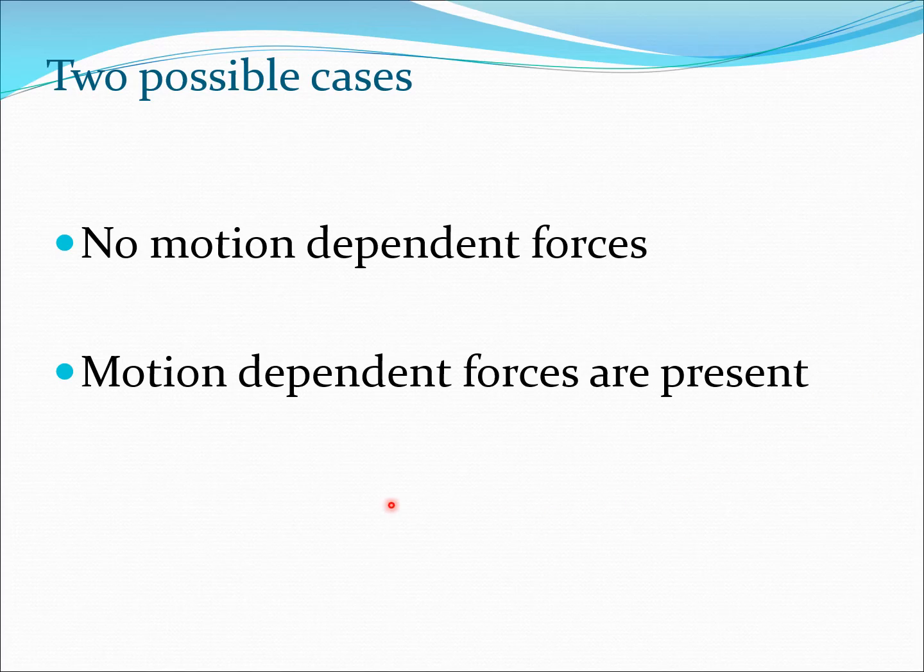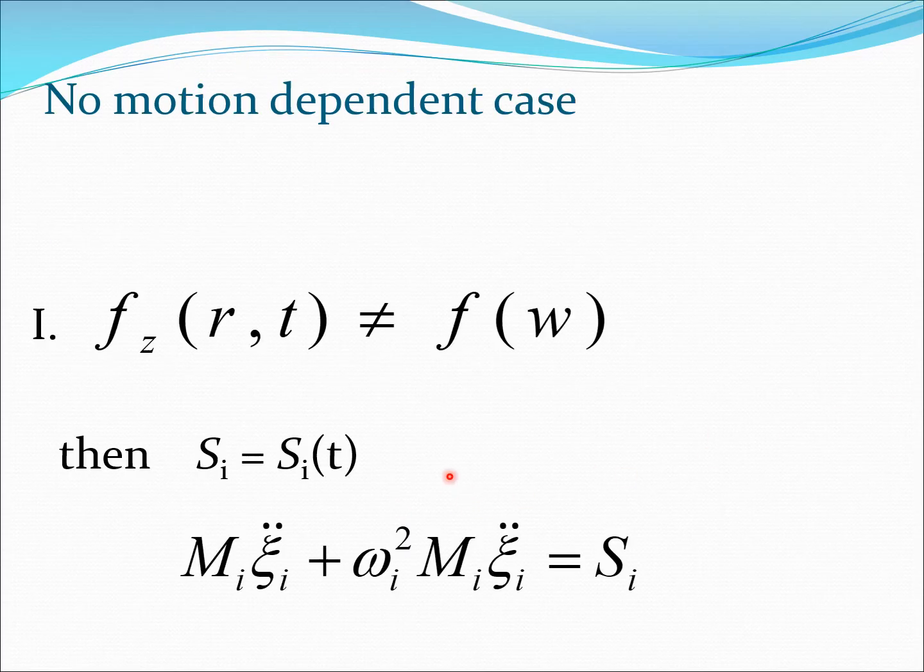Now there are two possibilities. The simpler possibility is we have no motion dependent forces, then things get easy. The second possibility is motion dependent forces are present, then things get difficult. So let's look at the easy case first. The first case is no motion dependent forces. So in that case, FZRT is not a function of motion or of W. So in that case, SI is simply a function of time, and so we have these normal mode equations here.